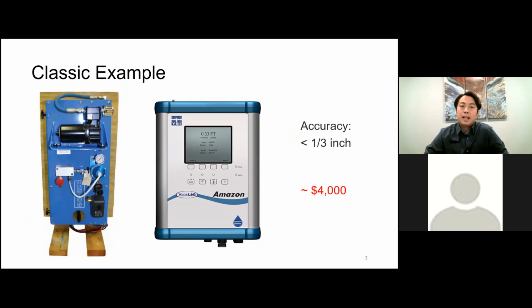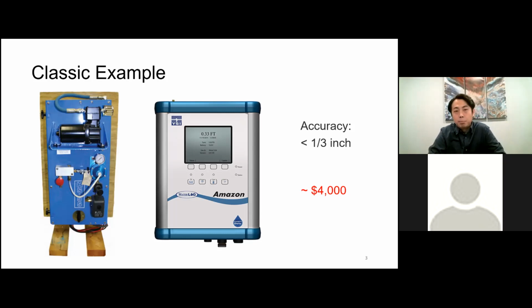Here is a very classic example of environmental monitoring. These are sensors that USGS and others have utilized to measure water level throughout the US. These are very classic research-grade sensors that measure down to one-third of an inch distance accuracy. At the same time, they are fairly expensive: $4,000 for that one sensor to measure water level.